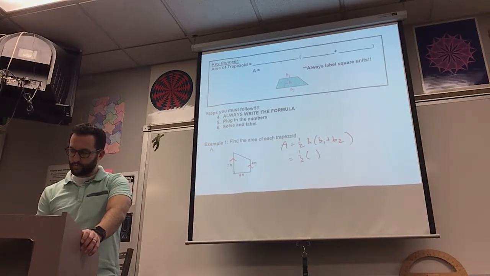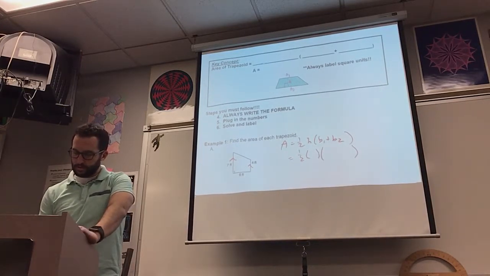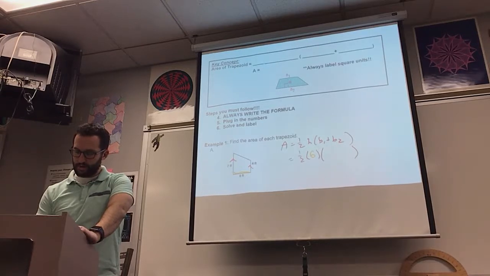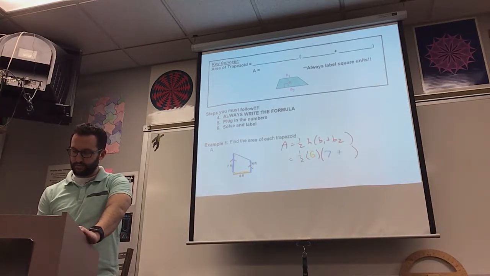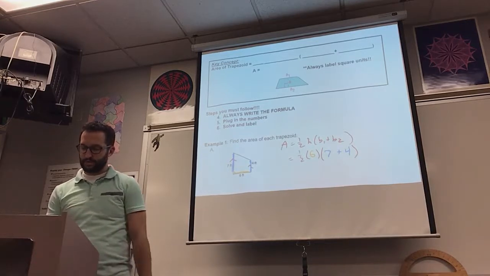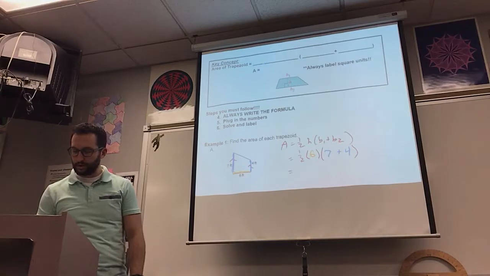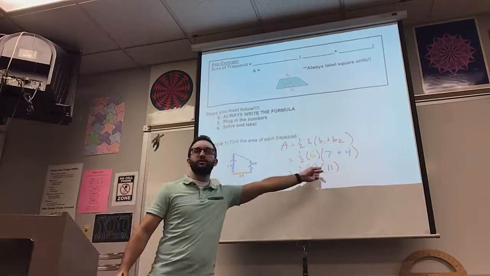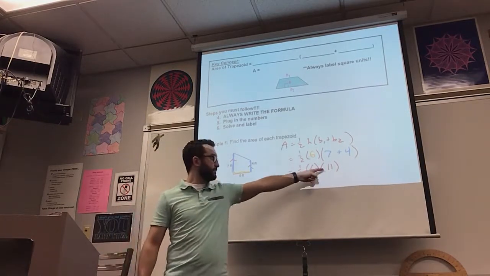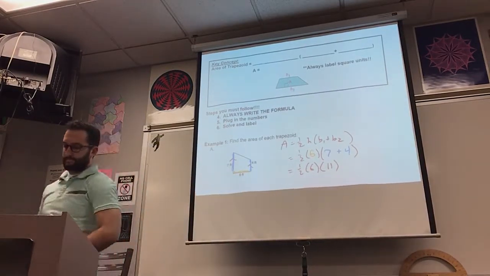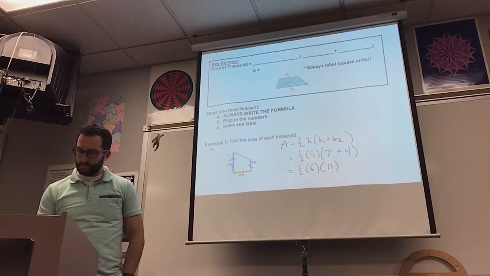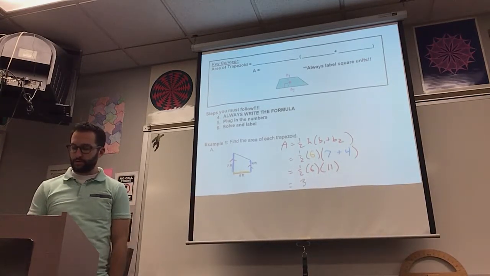So we've got here B1 plus B2. Here's my height, that's 6. There's my bases, 7 plus 4. And so order of operations tells us we need to do what first? The parentheses. 6 times 11. Now this looks kind of like a triangle, doesn't it? So that equals 33.